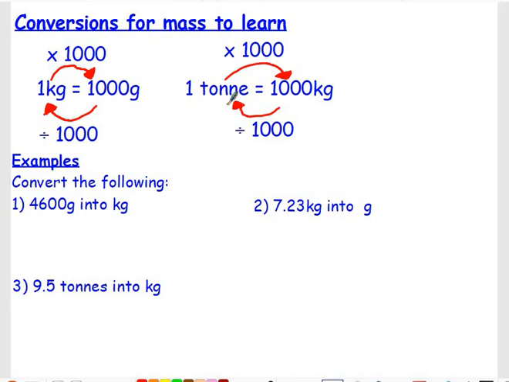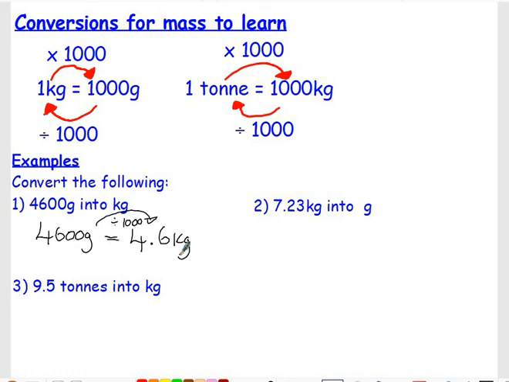Okay, so 4,600 grams, converting it to kilograms, so we need to divide by 1,000. Each digit moving 3 places to the right, so we end up with 4.6 kilograms.